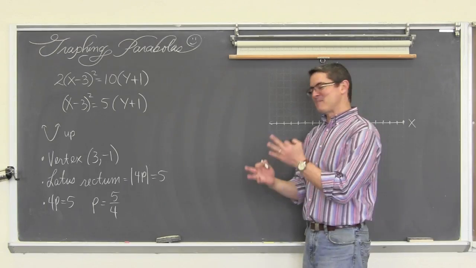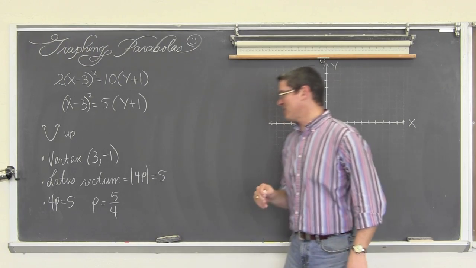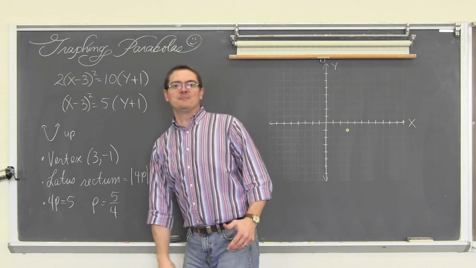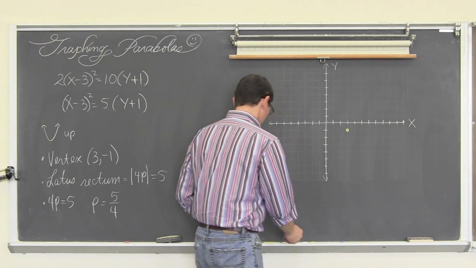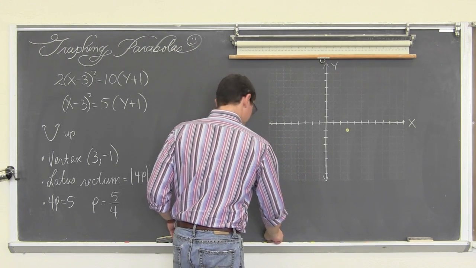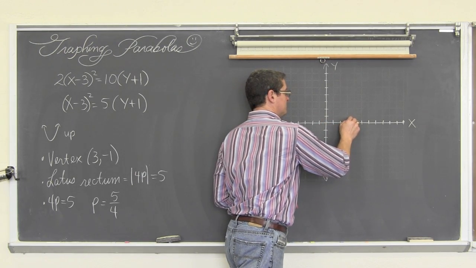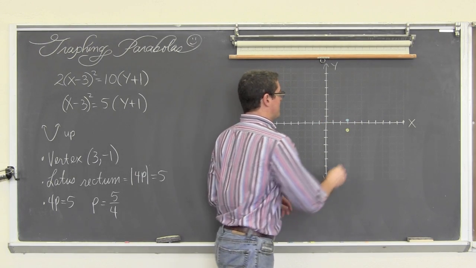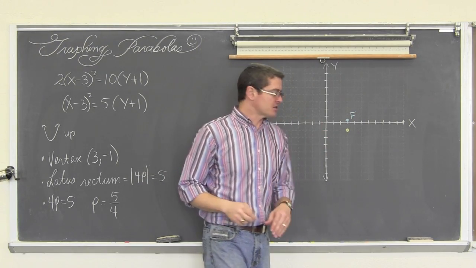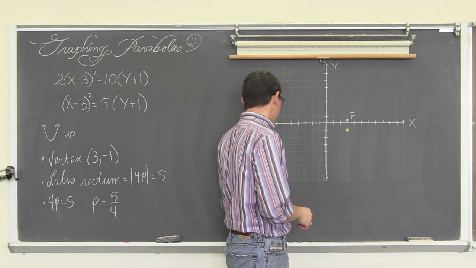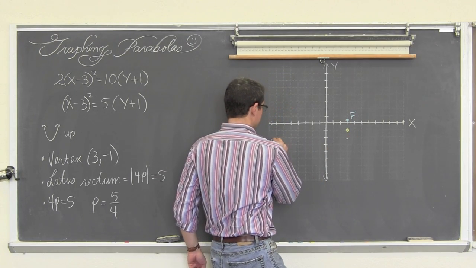So anyway, let's get back to it. We have a vertex of 3, -1, and p, which is 5/4, and we have a parabola opening up. So from the vertex of 3, -1, we're going to move up 5/4, so 1 and change, and put the focus point right there, and go in the opposite direction for the directrix. So we're going to go down 5/4, or 1 1/4.